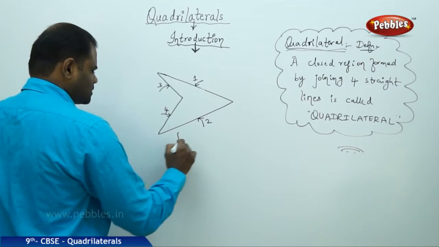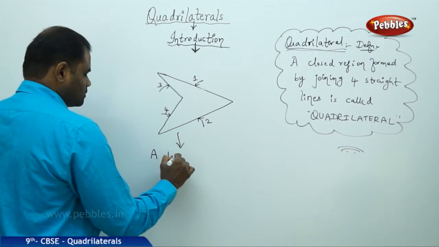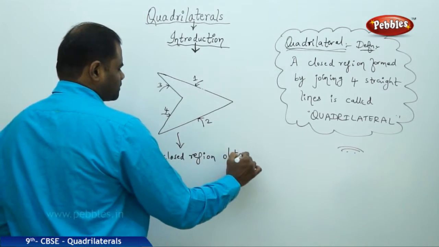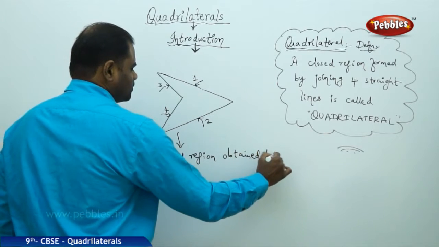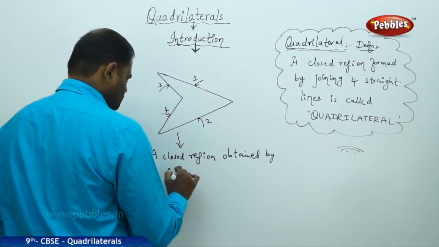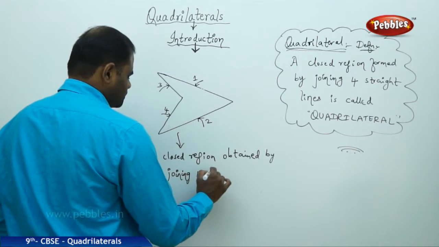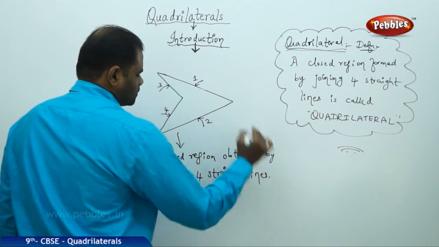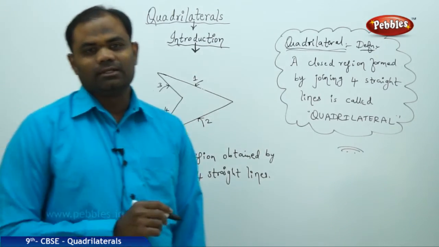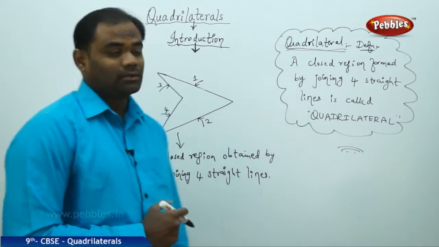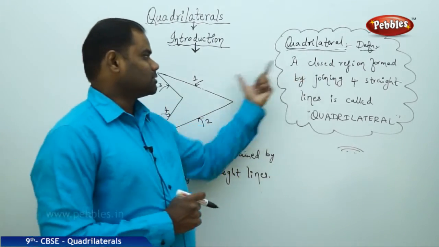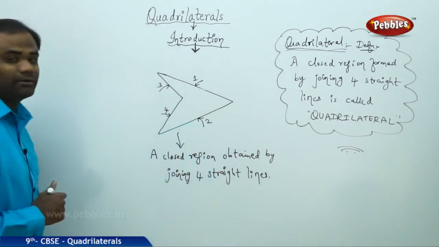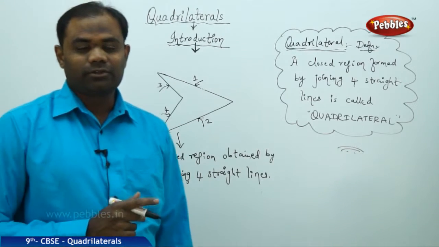So this is a closed region obtained by joining 4 straight lines. Let's see if this is a quadrilateral. Yes, according to the definition, this is a closed region formed by joining 4 straight lines, and this is a quadrilateral. We have quadrilaterals which are of 2 types.